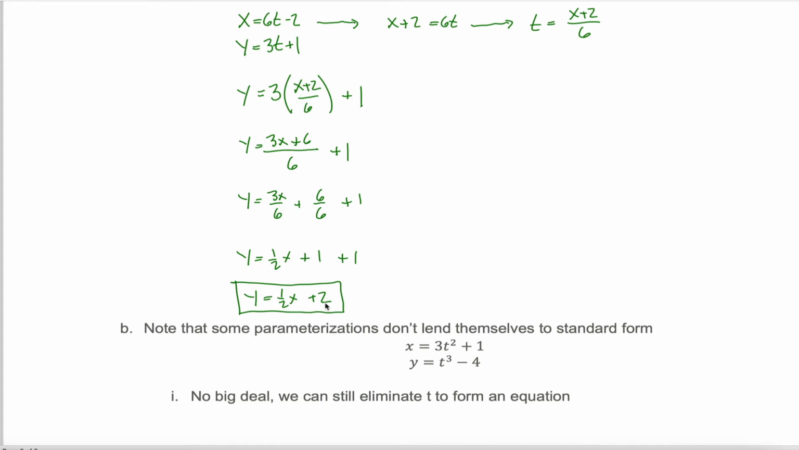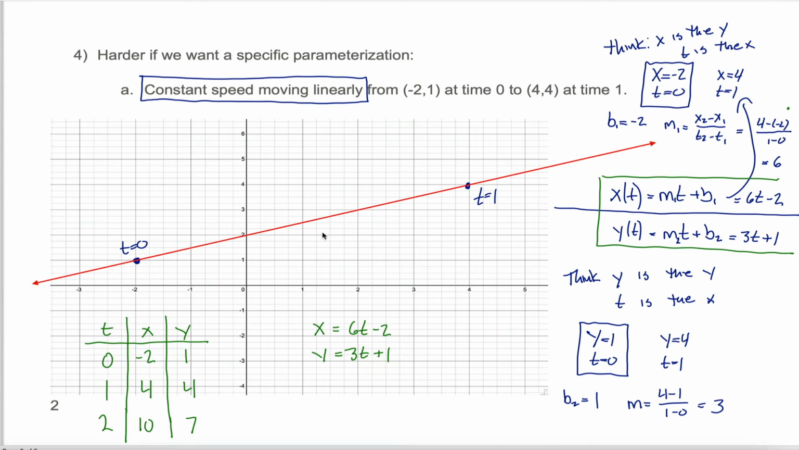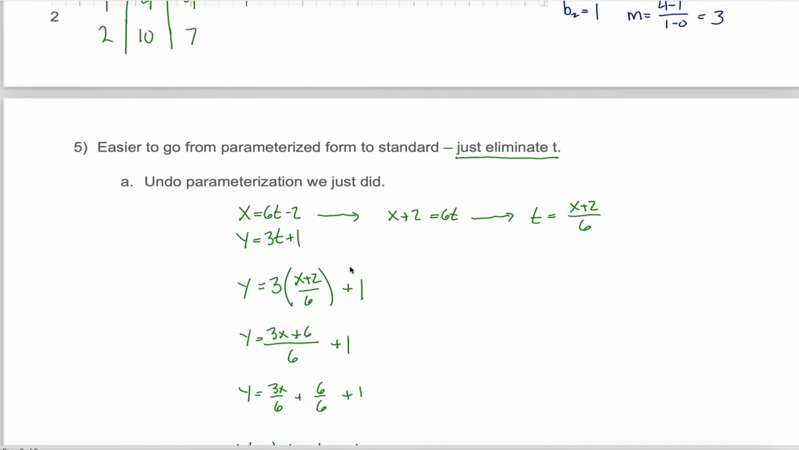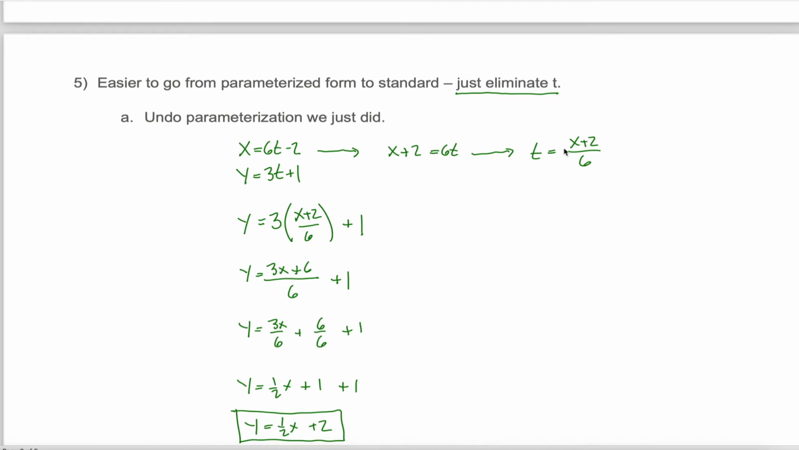Wait, 1/2 x plus 2, I know what that looks like. It's a straight line with a slope of 1/2 and a y-intercept of 2. Yeah, that's exactly what we came up with in red here, right? Here's the y-intercept of 2, and the slope is 1/2, meaning you go up 1 each time you go right 2. Going from the parameterized form of the equation to the standard form, algebraically, is as easy as just solving one of the equations for the parameter and plugging that into the other equation.